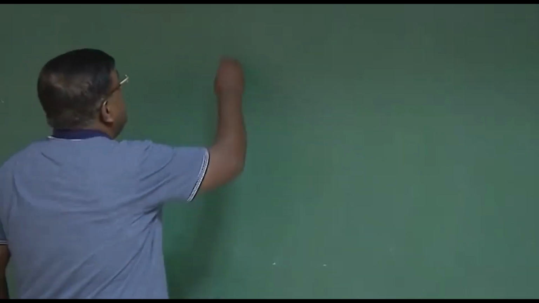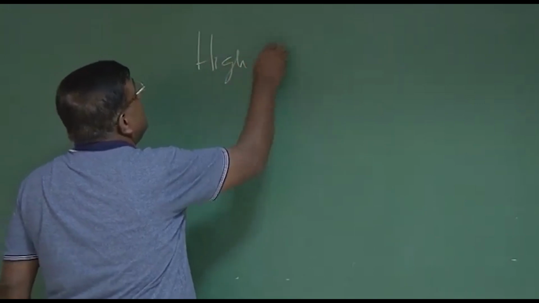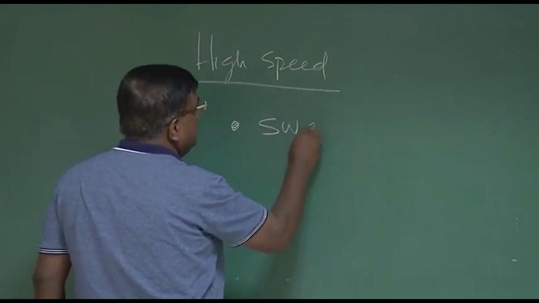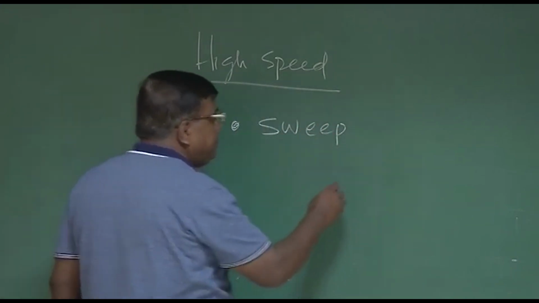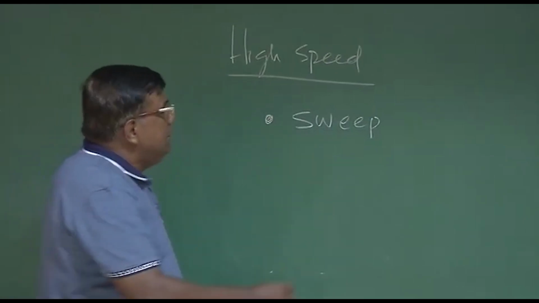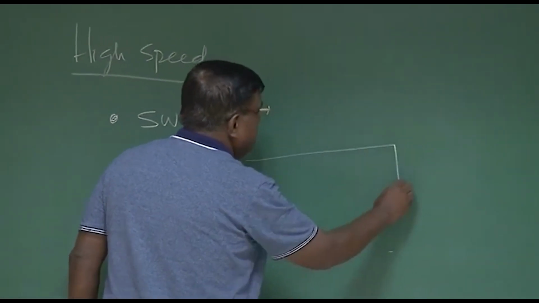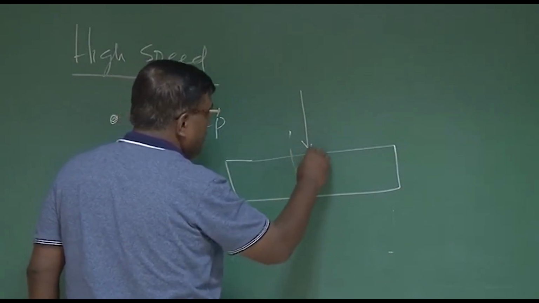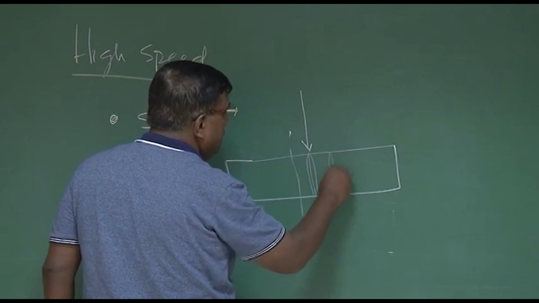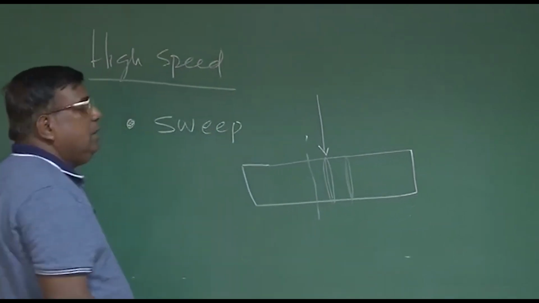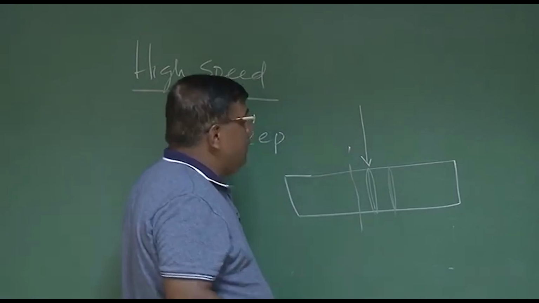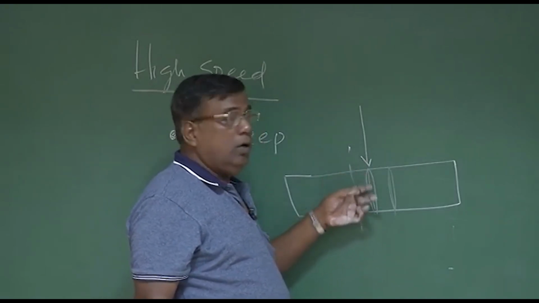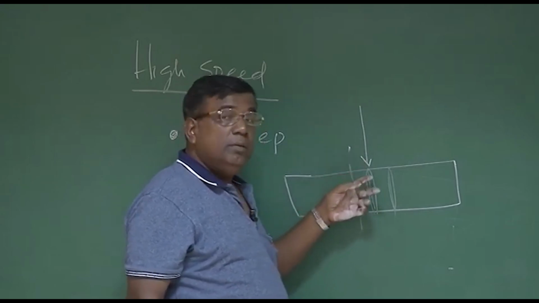Good morning, friends. When I come to high speed, you will see one term is very popular, which is sweep. If you see an airplane, before I draw the diagram, let us see, if this is a wing and there is a flow here, and the aerofoils are here, like this, staggered. I am only showing the cross section. We all understand the aerodynamic characteristics over the wing are decided by the flow along the chord, the flow normal to the leading edge, primarily.